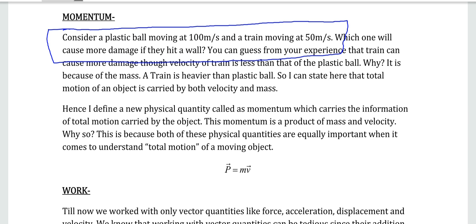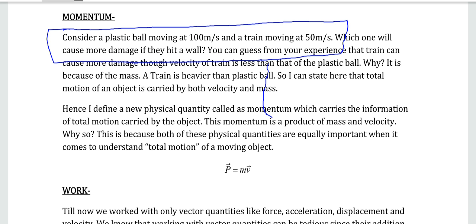So there is something problematic here. The problem is you cannot use just the velocity to tell something about the motion of an object, or in other words, I cannot just use the velocity to explain the amount of motion that a moving object has. So what else is important here? What is the difference between the train and the plastic ball? The only difference is that the train is heavier. So somehow a moving object contains what type of motion?